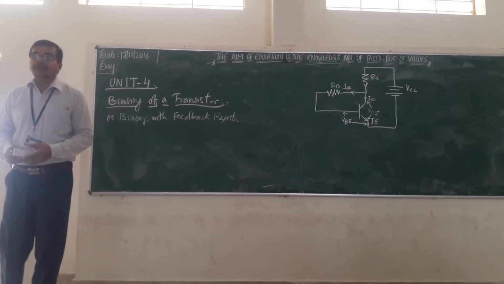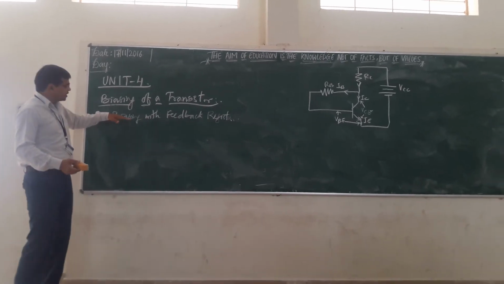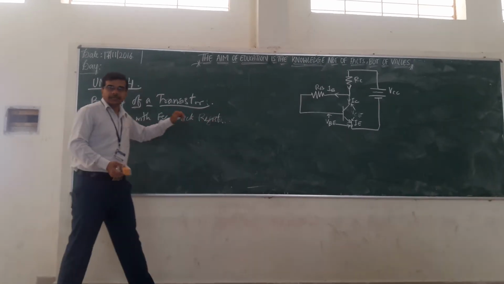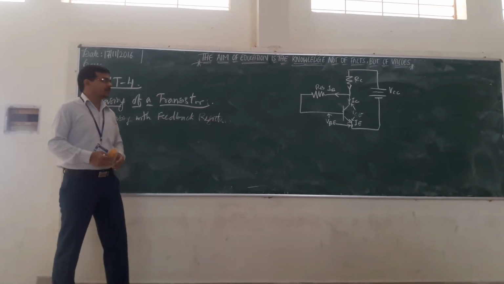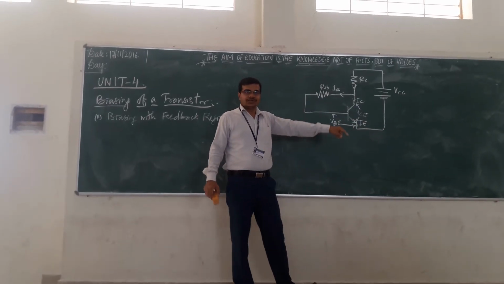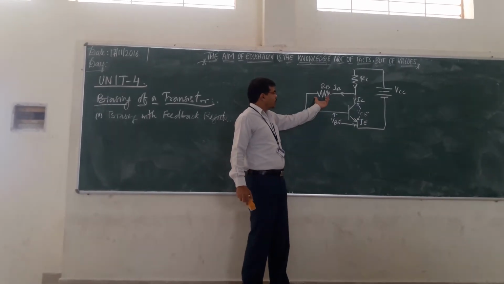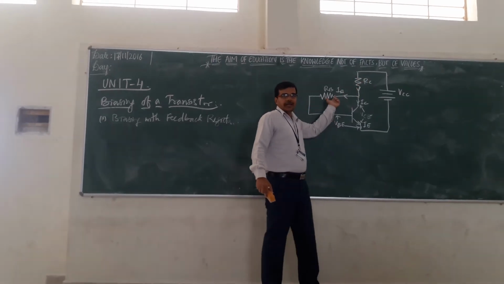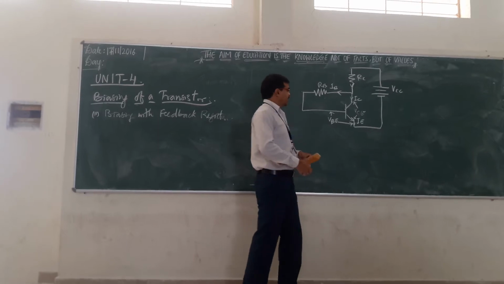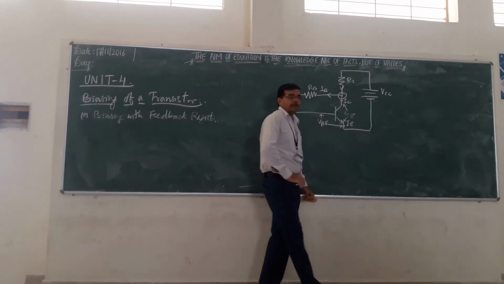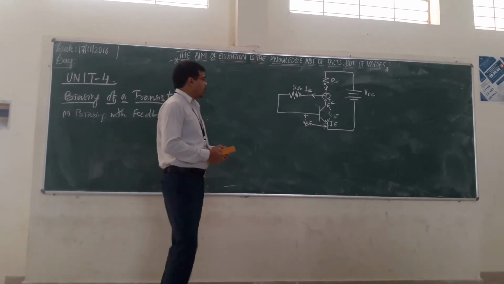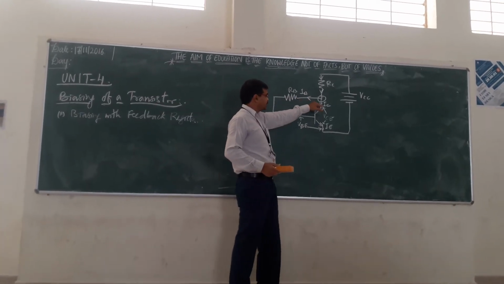The second method by which we can go for biasing is biasing with the feedback resistor. This is the circuit for biasing with the feedback resistor. Here you are seeing that you have two different resistors. This is your IB, this is your IC. If we consider this as a junction, then as per Kirchhoff's current law, this is your base current and this is your collector current.